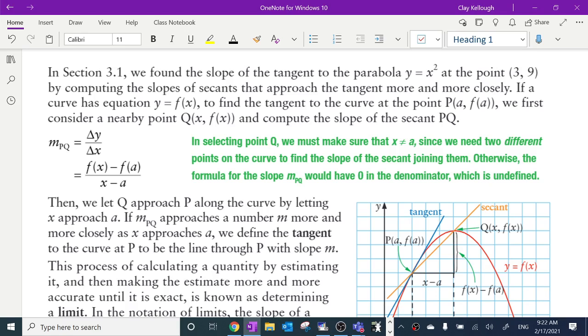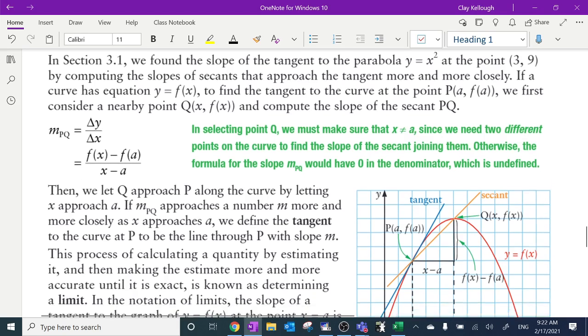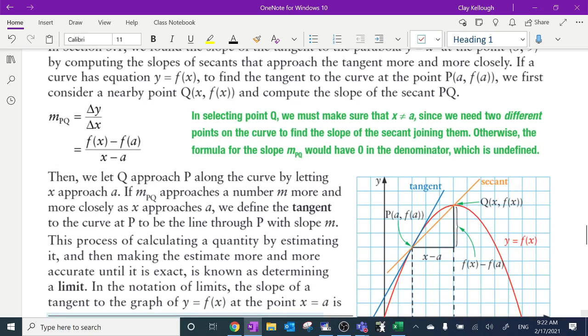If a curve has an equation y equals f of x, to find the tangent to the curve at the point P, a comma f of a, we first have to consider a nearby point, and we just call it Q, and then compute the slope of the secant PQ. And notice that this formula right here is just basically our slope formula, right? This is y2 minus y1 over x2 minus x1. And we have to select point Q different from point P because we obviously can't have a and x be the same number because you can't divide by 0.